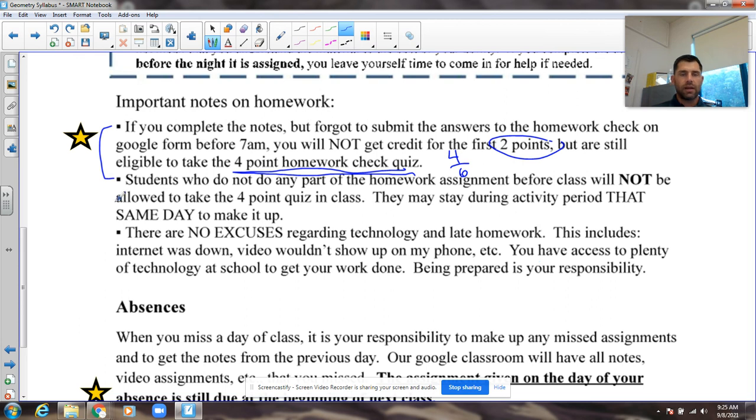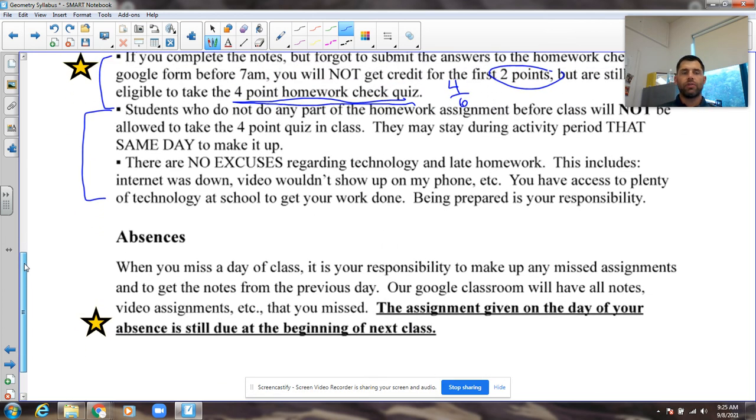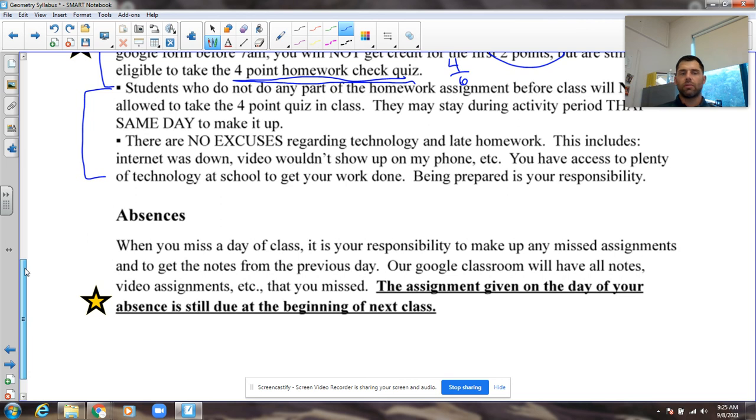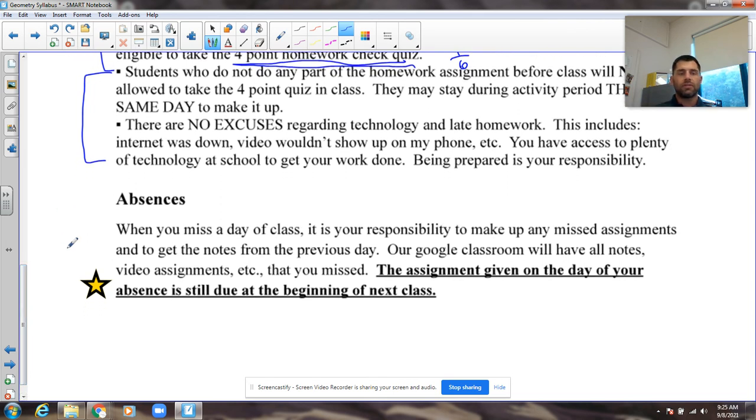Okay, so I hope that makes sense. So please read carefully through these 2 bullet points. You have to get your homework done. There's no excuses. Your internet was down, your phone didn't work. Those aren't good excuses in my book, because that means you waited till the last minute and you didn't give yourself enough time to have a fallback plan.